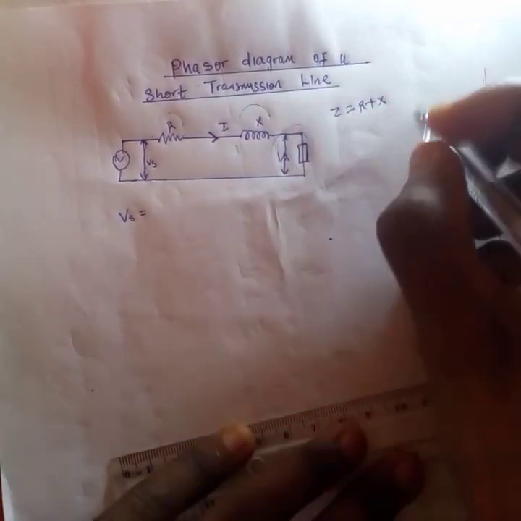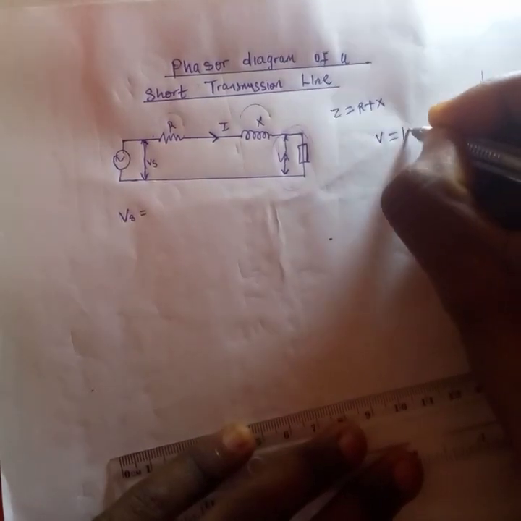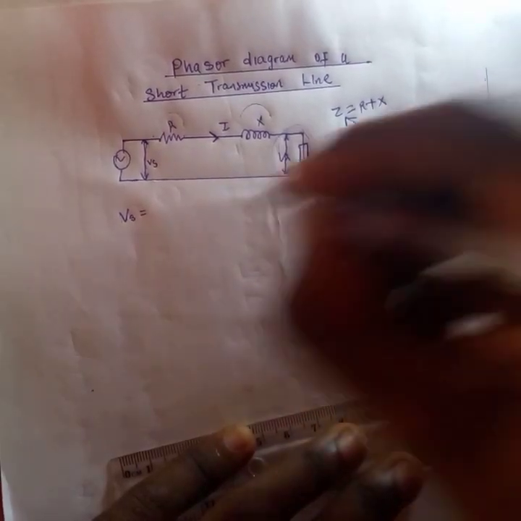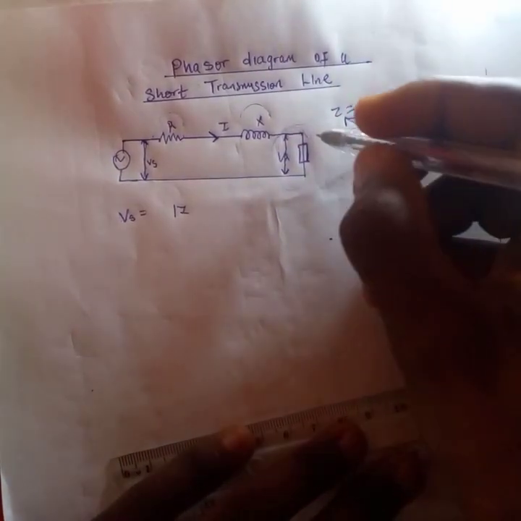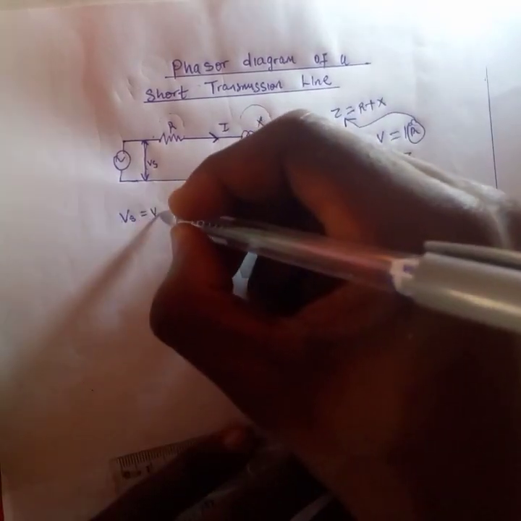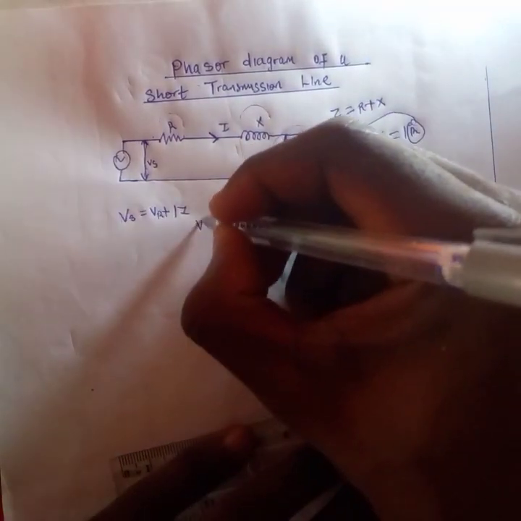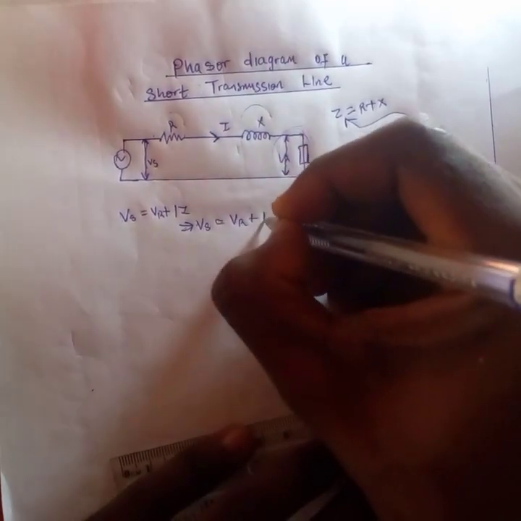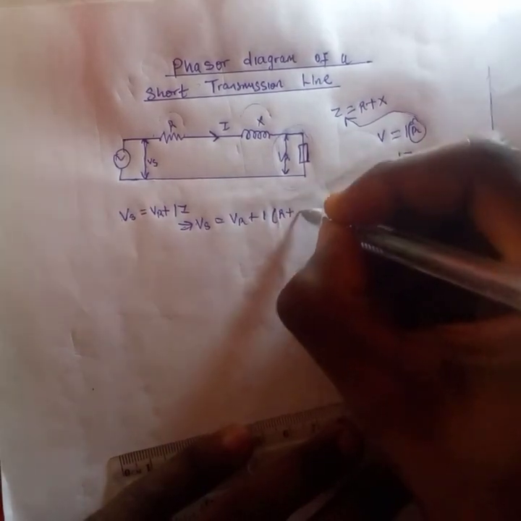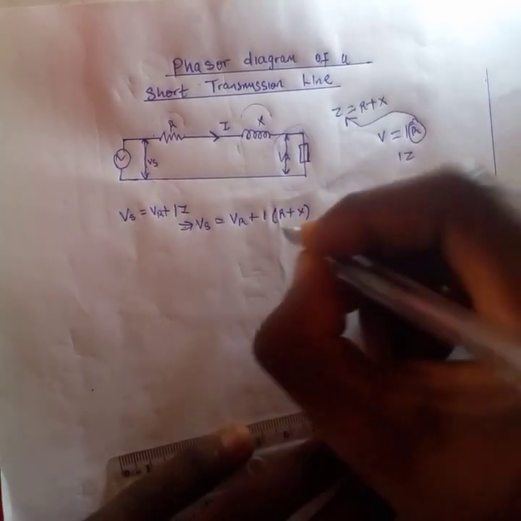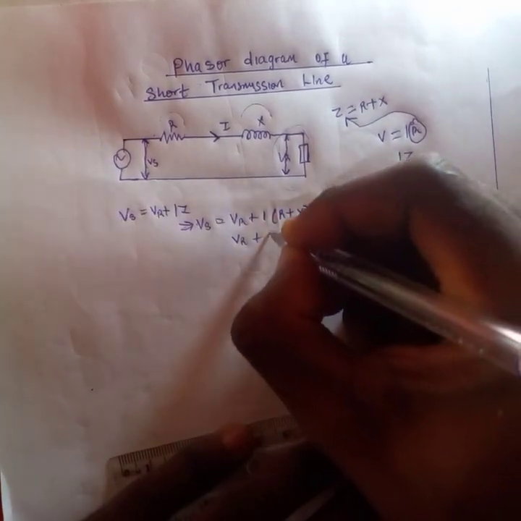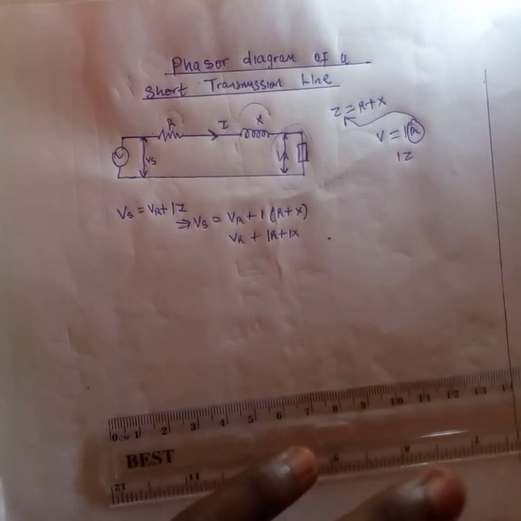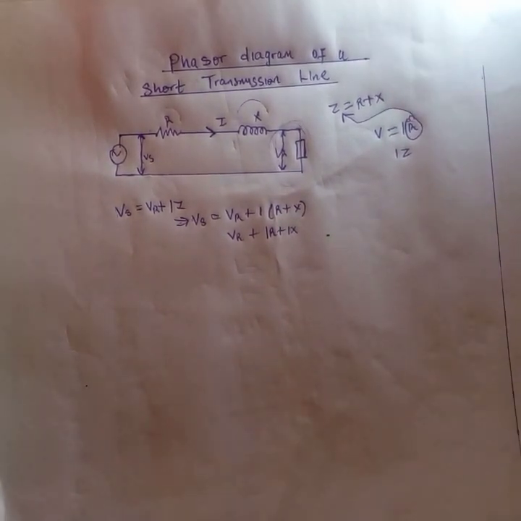So we can now say, according to Ohm's law, V is equal to IR, and our R here is Z because it consists of two components. So that means that we now have IZ, and the voltage of this load will be VR. So if we go further, that means VS is equal to VR plus IR plus IX, so that means VR plus IR plus IX. If this is true, we have enough information to draw the phasor diagram of this component.